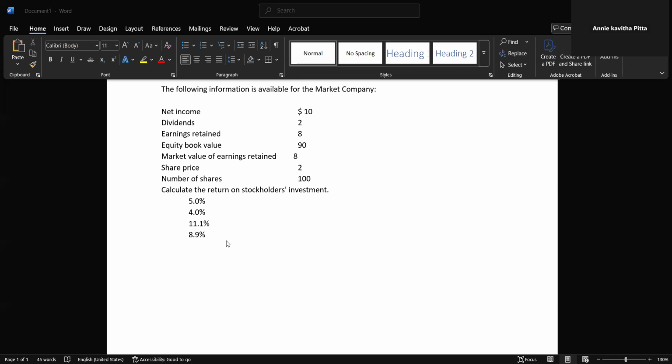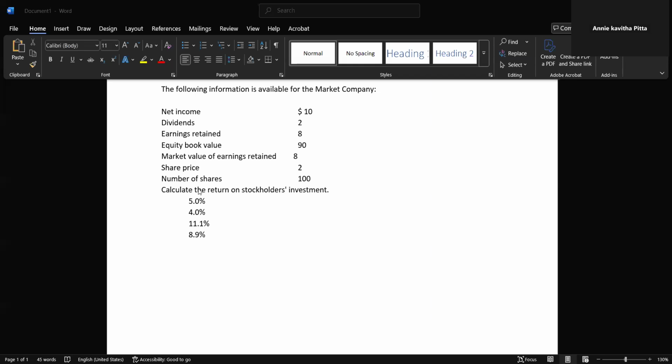There's a question here on the screen. The following information is available for the market company. The details are: net income $10, dividend is 2, earnings retained is 8, equity book value 90, market value of earnings retained 8, share price is 2, and number of shares are 100.